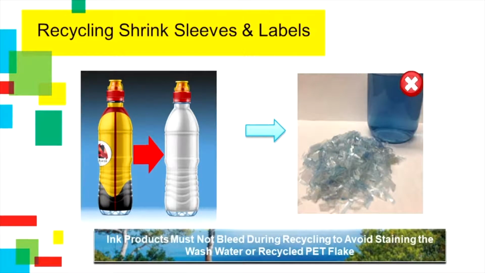Now, when we design ink solutions for printing on shrink sleeves and labels with end of application life in mind, there are two key points. Those ink products should not bleed into the caustic baths used to wash and decontaminate the plastic articles, bottles, for example. Bleeding would introduce heavy color into the wash solutions and create issues in terms of wastewater. And second, and even more important, ink bleeding could stain the recycled PET, which is clearly not desired.